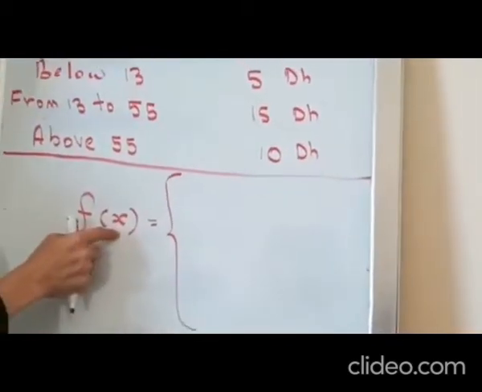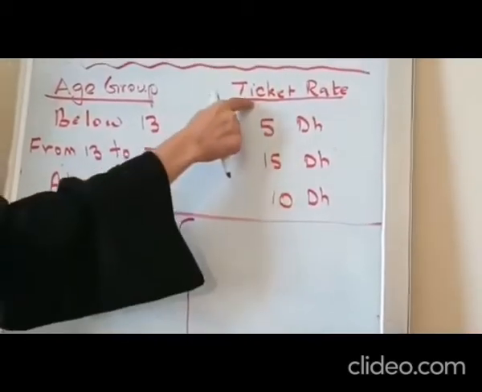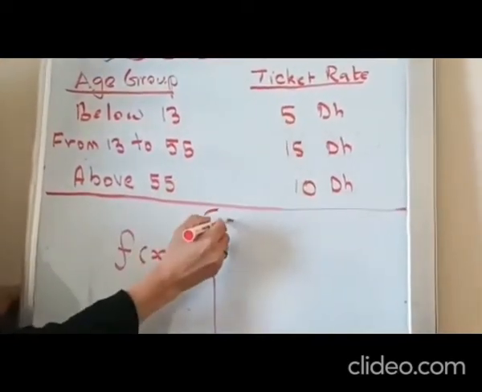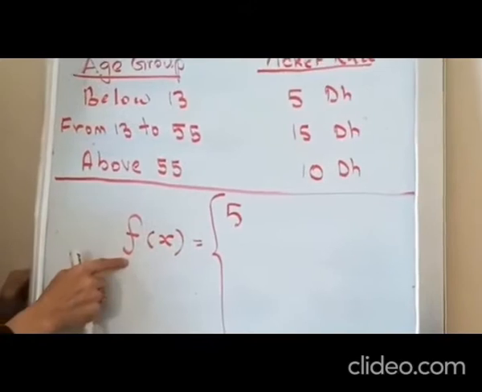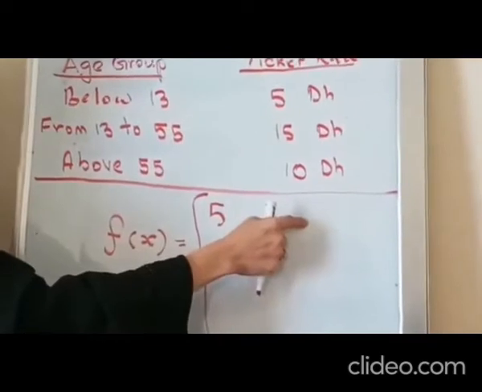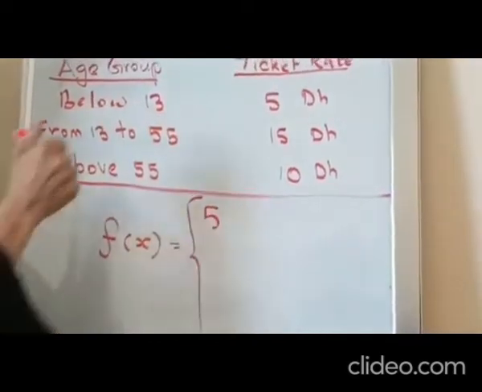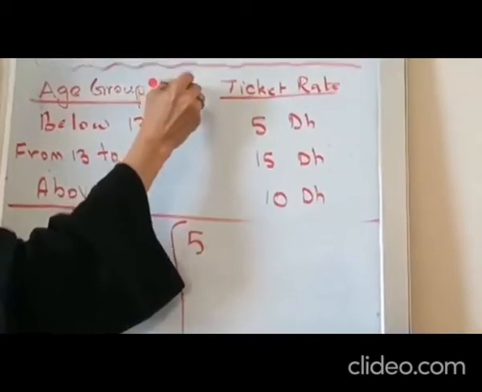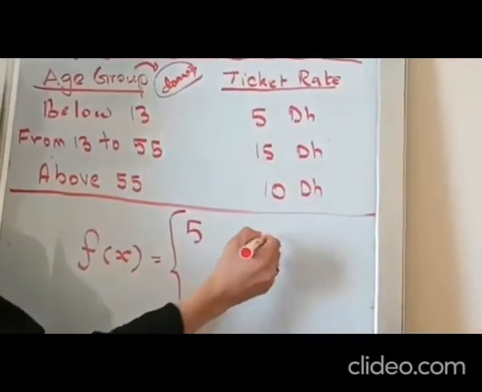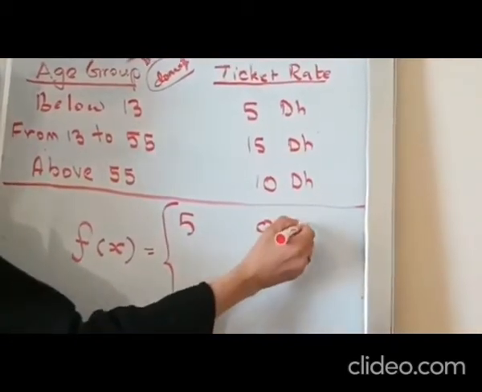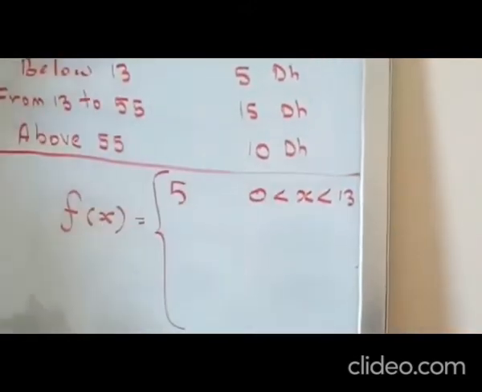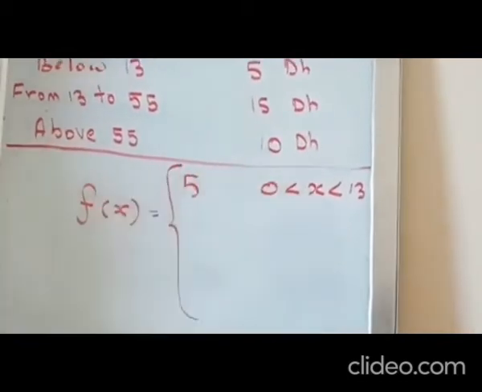The whole function is talking about the ticket rate. What's the ticket rate? It is 5, so I will write 5. f stands for the ticket rate. 5 for what? I need to say the age group. Age group, this is the domain. So how would I write below 13? Below 13, the age starts from 0 to x less than 13. This is the way we write it. Of course, the age starts from 0.